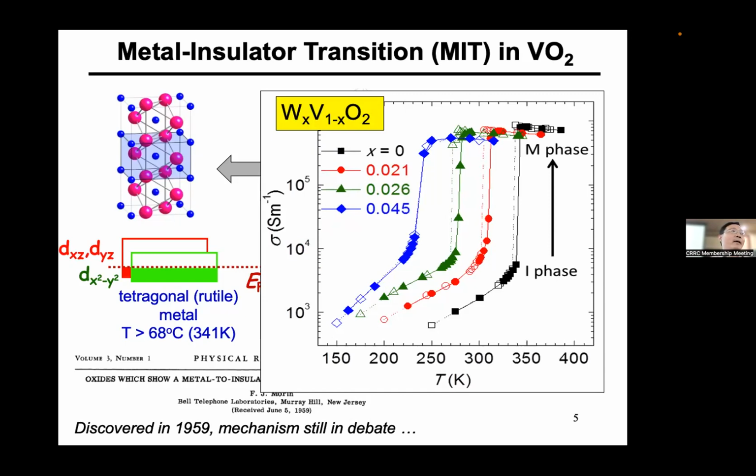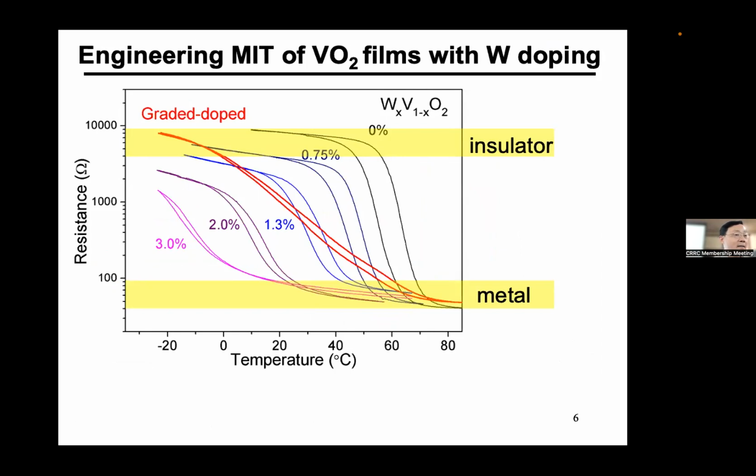But that is way above room temperature, not useful for roof coating. But we can reduce that temperature by simply putting a little bit of tungsten in it, like 1.5% tungsten, replacing vanadium. You can then reduce the phase change temperature to exactly room temperature, okay? Not only that, you can also make what we call gradient doped vanadium dioxide.